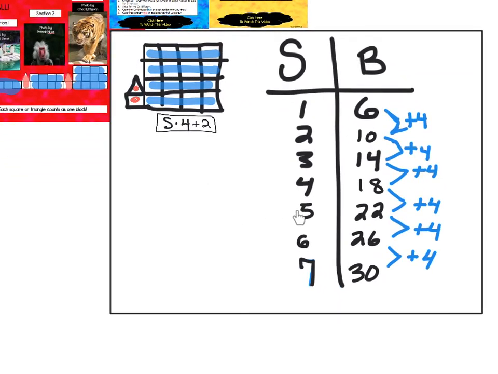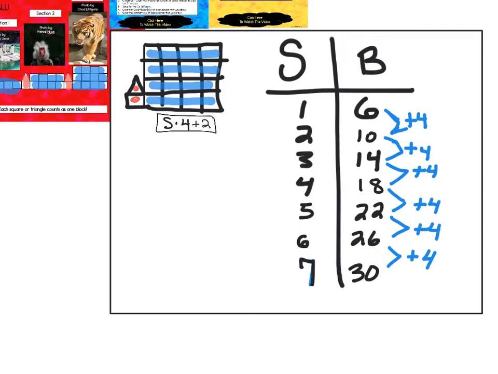So we're going to test it against section 5, we should get 22, section 6, we should get 26, and section 7, we should get 30. But before we do that, I want you to just go ahead and pause the video and copy down our formula of S times 4 plus 2. Alrighty, so now if you're not ready still, just keep hitting pause. But if you're ready to go, let's rock and roll here, my friends.